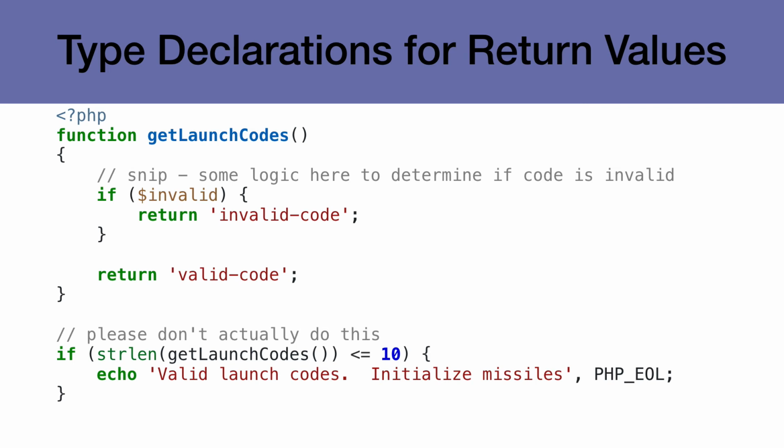Type declarations for return values. Another feature that will help us reduce bugs is to always declare a return type. Again, because PHP is a loosely typed language, we can get a value from a function and then operate on it in ways that are unexpected. For example, we might have a function that returns a string, and then we check its string length to see if it's what we expected.